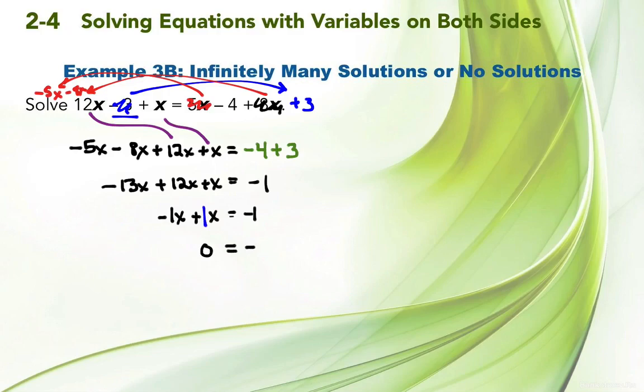And on the right side we still have negative 1. So in this case, our numbers are different. They don't match up. So they're not equal. 0 does not equal negative 1. So this one has no solution. No matter what we plug in for x, we won't get anything equal on either side. So no solution for this one.